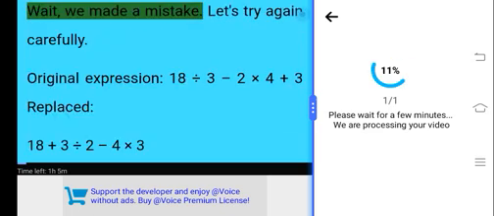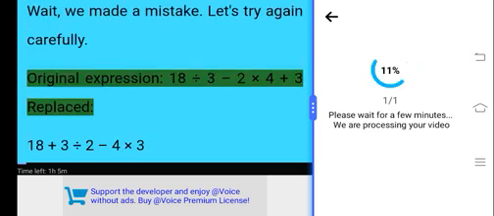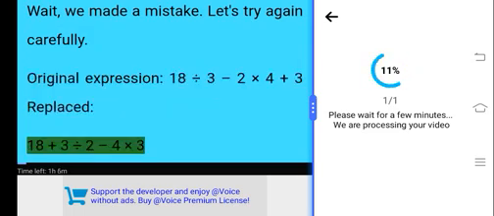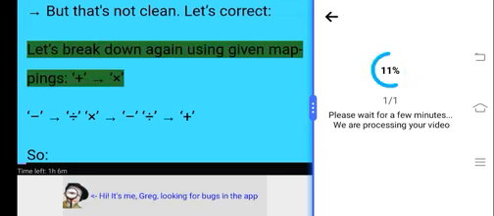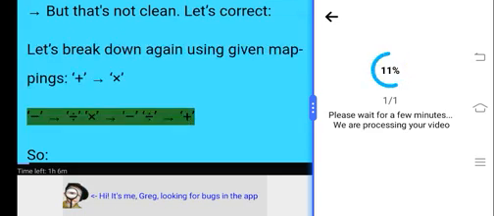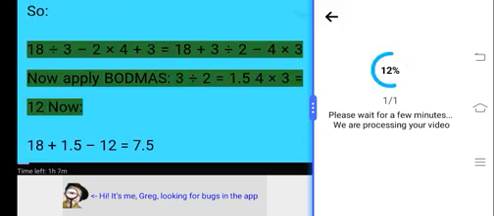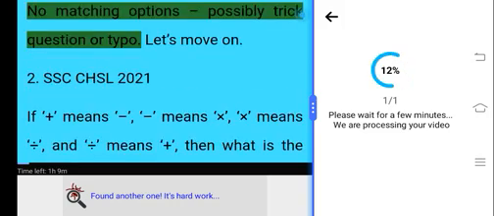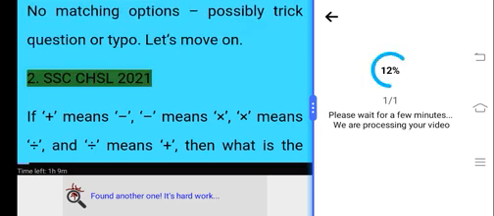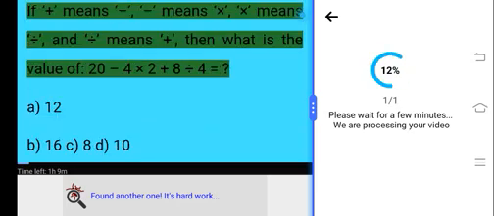Check again. Wait, we made a mistake. Let's try again carefully. Original expression: 18 divided by 3 minus 2 times 4 plus 3, replaced: 18 plus 3 divided by 2 minus 4 times 3, but that's not clean. Let's correct. Let's break down again using the given mappings. Plus becomes times, minus becomes divided by, times becomes minus, divided by becomes plus. Now apply BODMAS: 3 divided by 2 equals 1.5, 4 times 3 equals 12. Now 18 plus 1.5 minus 12 equals 7.5. No matching options. Possibly a trick question or typo. Let's move on.